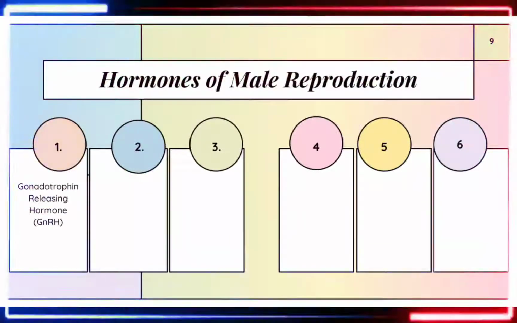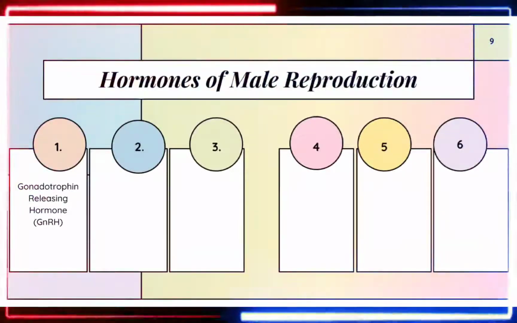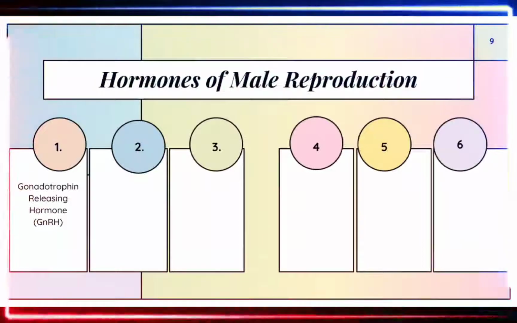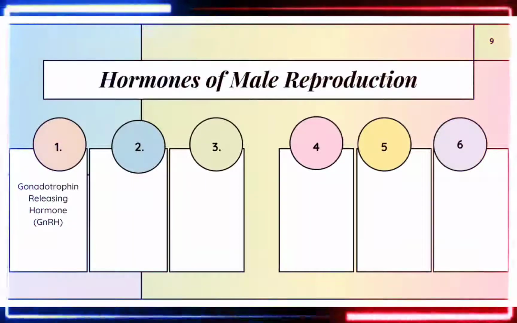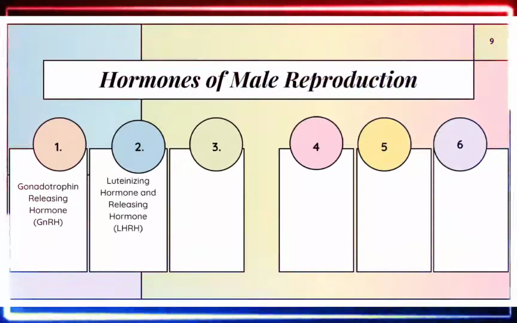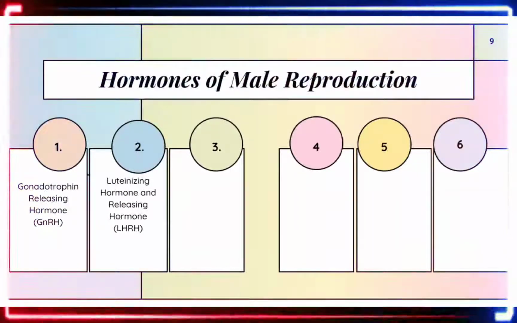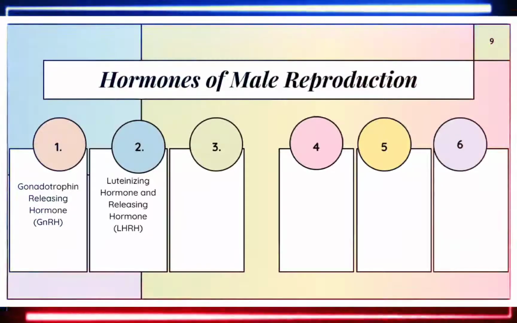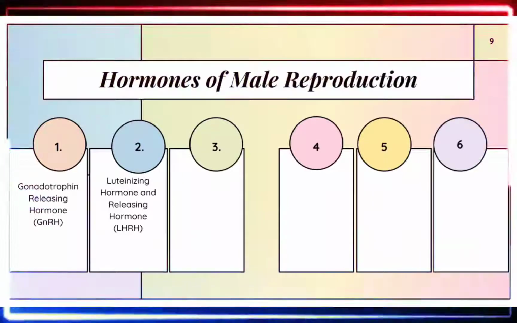Gonadotropin-releasing hormone is a hormone-releasing hormone. It is responsible for the release of follicle-stimulating hormone and luteinizing hormone from the anterior pituitary. Luteinizing hormone-releasing hormone is a hormone from the hypothalamus that stimulates the synthesis and secretion of the pituitary hormones.